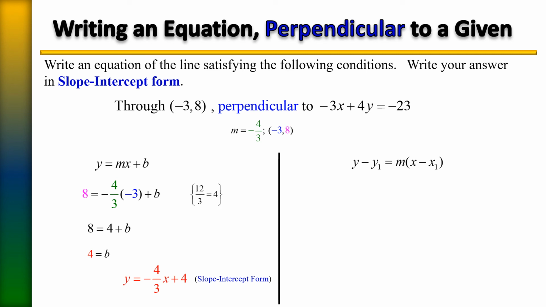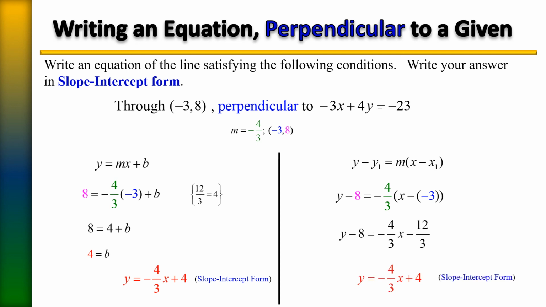So let's plug it into the point-slope form and see what that looks like. Remember, double negatives become positive. Once we simplify that, -12/3, we're going to get -4. Last step then would be to add 8 to each side, and we'll get the same answer we got using y = mx + b as we did with the point-slope formula. Our line is y = -4/3 x + 4. Notice that our line is perpendicular to the one that was given.